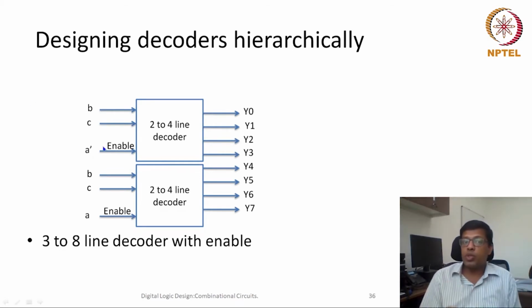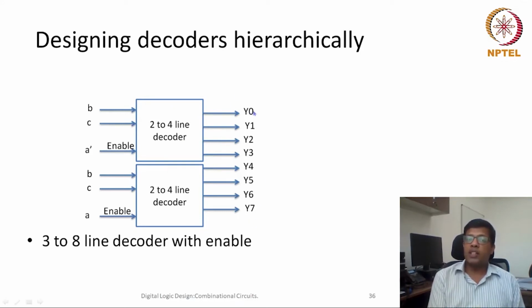Most significant one I am using to generate my enable signal, and because I am using a 2 to 4 line decoder, that means I require 2 inputs, so the lower significant 2 bits I am using as the main input. Okay, and I am keeping all of this in such a way that I can arrange my y0 to y7, so that when A is 0, the output is y0, y1, y2, y3, and when A is 1, the rest of the 4 are marked as y4, y5, y6, y7.